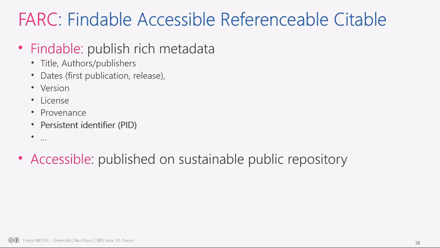Accessibility is the property of your data or software to be not only available right now, at the moment you publish an article, but to be available in the long term. That is, it's going to be hosted in a sustainable system, and you will have the ability to find it in a number of years from now, and it's still going to be available.